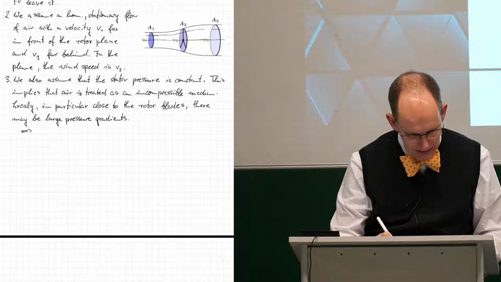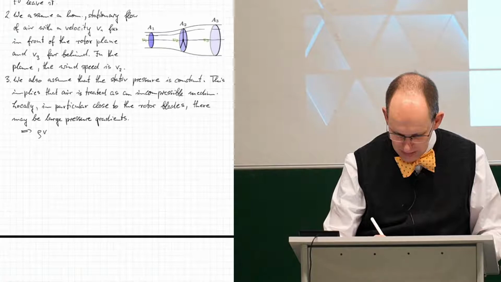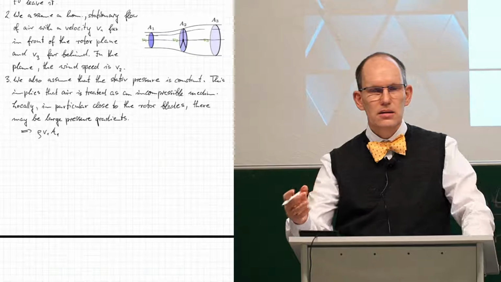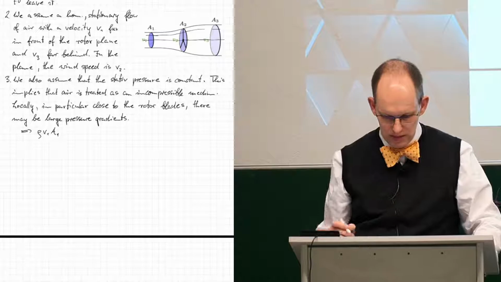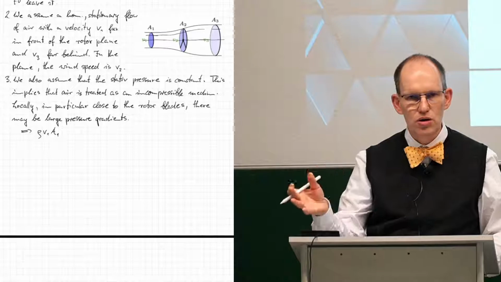Namely that if we take the air density, so you know 1.3 kilograms per cubic meter or so, multiply it with the velocity and with the area A1, this is the mass stream through this area A1. So the mass per time that goes through the area. Right? So we have just checked the dimensions. Meters per second times square meter gives cubic meter per second times rho. This is the number of kilograms per second.